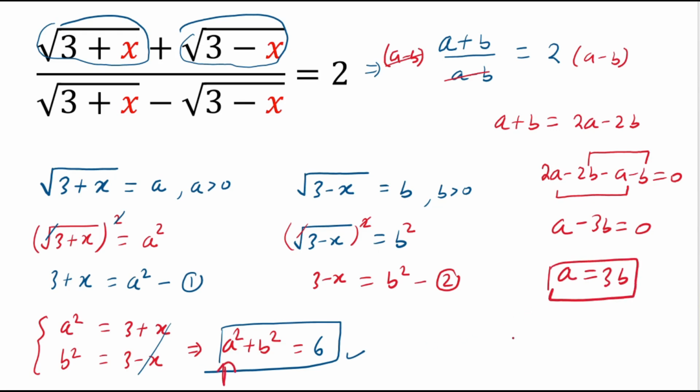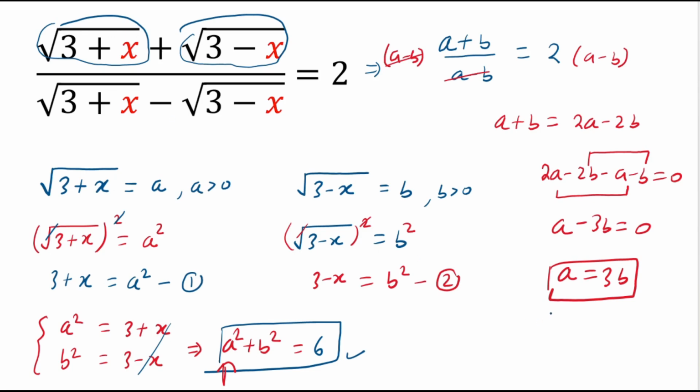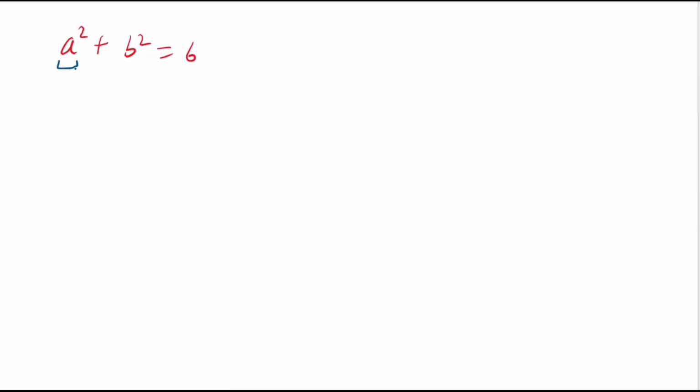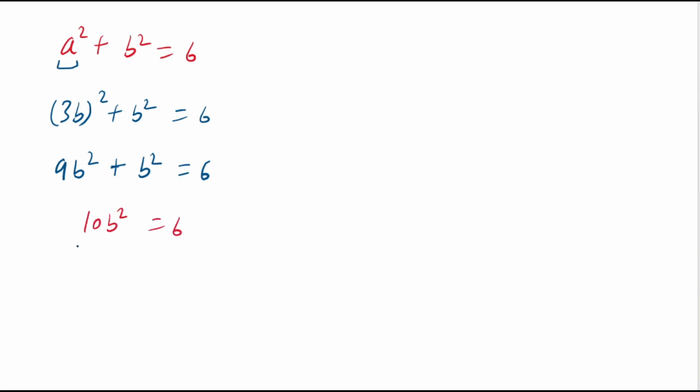This a is replaced by 3b. Then in a² + b² = 6, we know the value of a is 3b, so this becomes (3b)² + b² = 6. Now (3b)² is 9b², plus b², so 10b² = 6. If we divide both sides by 10, the 10s cancel out, then b² = 6 over 10.